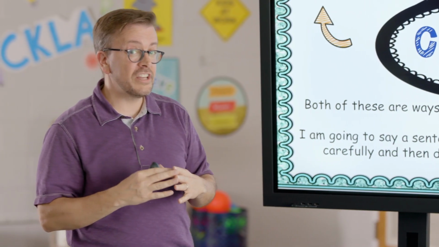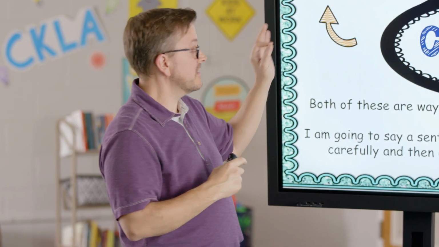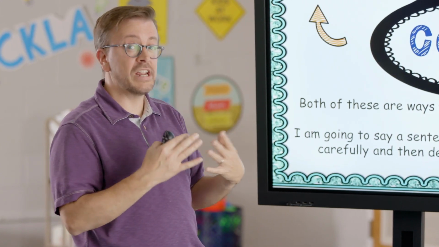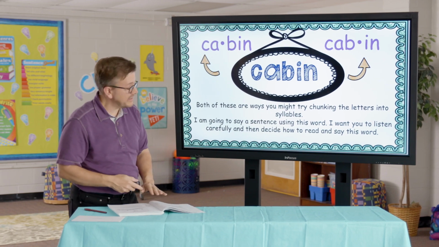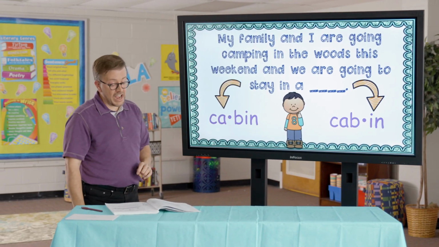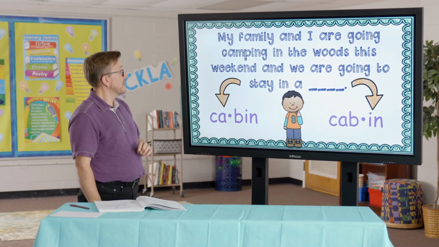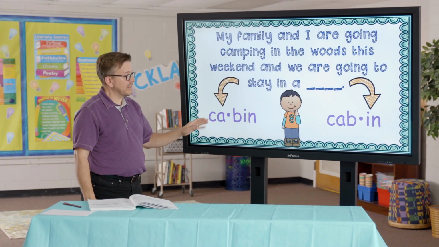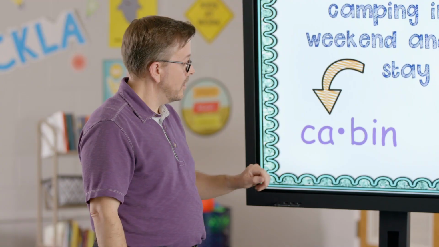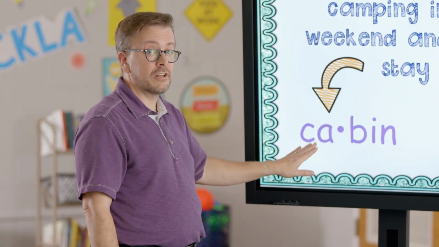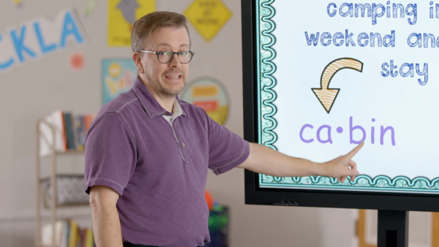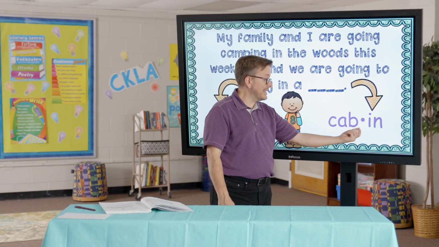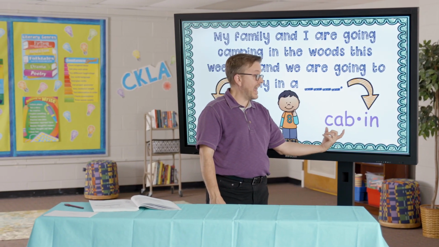Now, I'm going to read you a sentence, and in that sentence, I want you to listen carefully because you're going to have to decide how that word is going to sound when you read it in that sentence, okay? So the sentence is, my family and I are going camping in the woods this weekend, and we are going to stay in a blank. Now, think about the way these words are divided up here into our syllables. Remember we talked about an open syllable, so we would say K-bin, or on this side, we can close off that syllable by putting the B with the CA, and now we have cab-in.